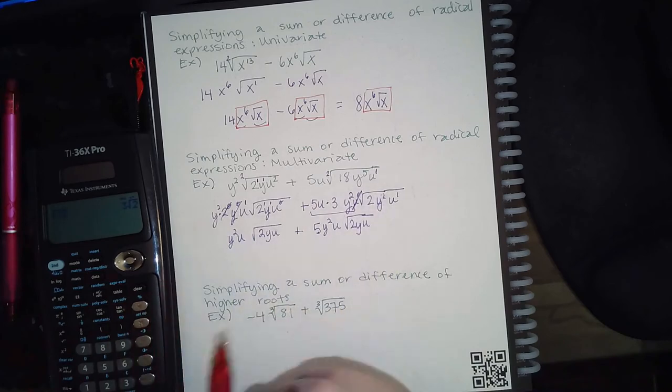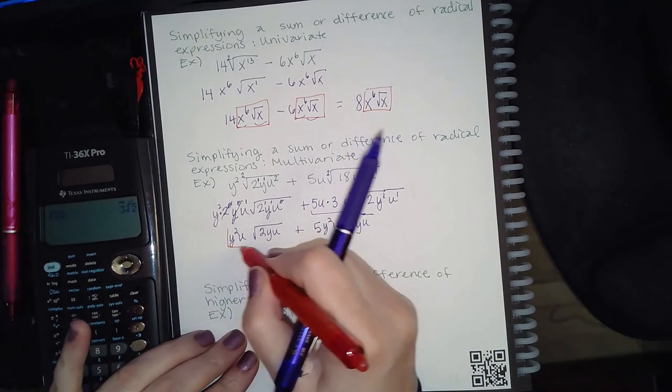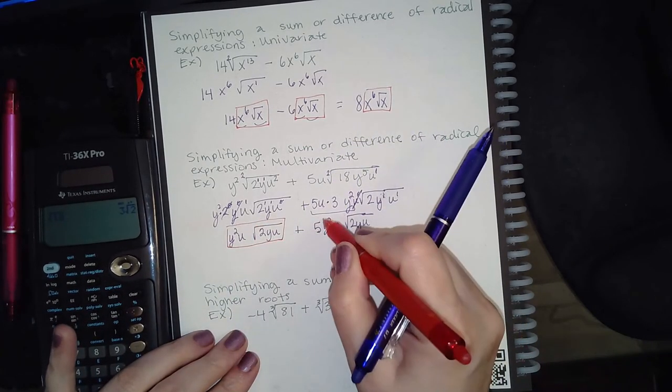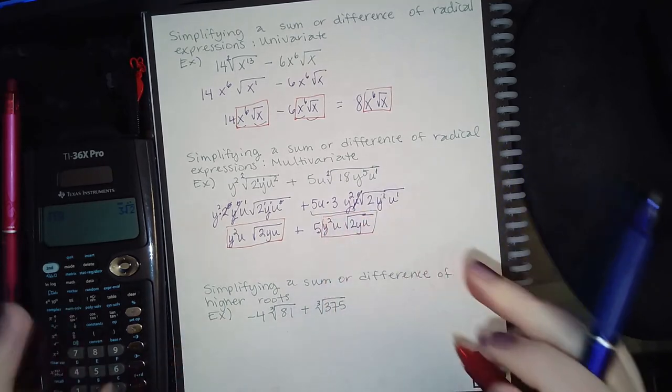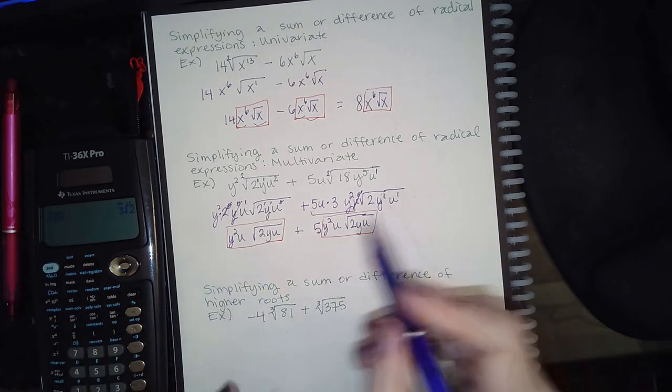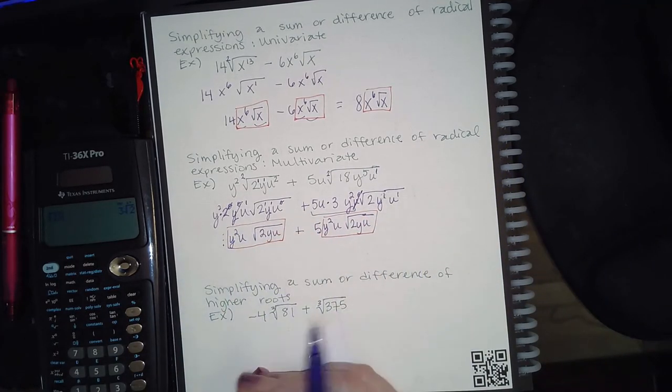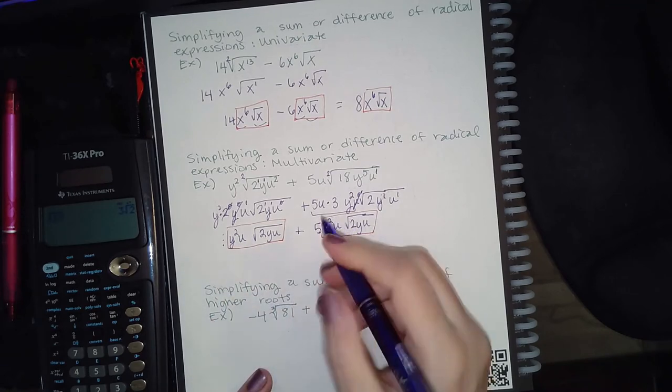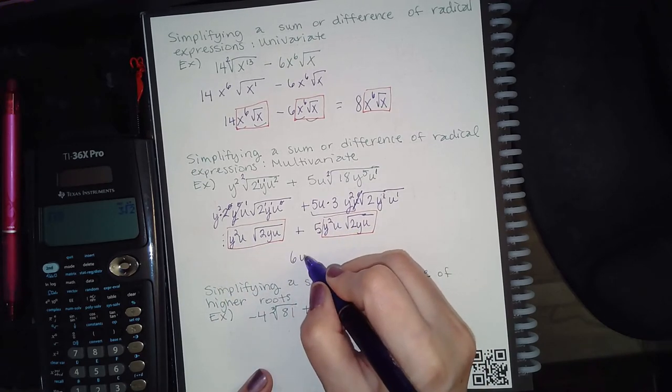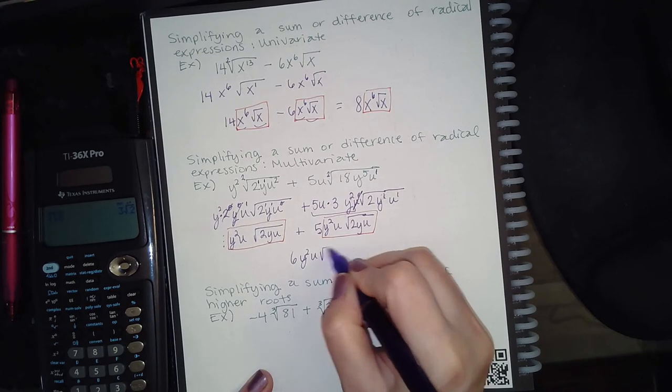So again, visualize it like this. This is the term. This is what's making it a like term, right? But you're just going to combine the coefficients. So 1 plus 5 of those weird things means I'm going to have 6 of these really weird things.